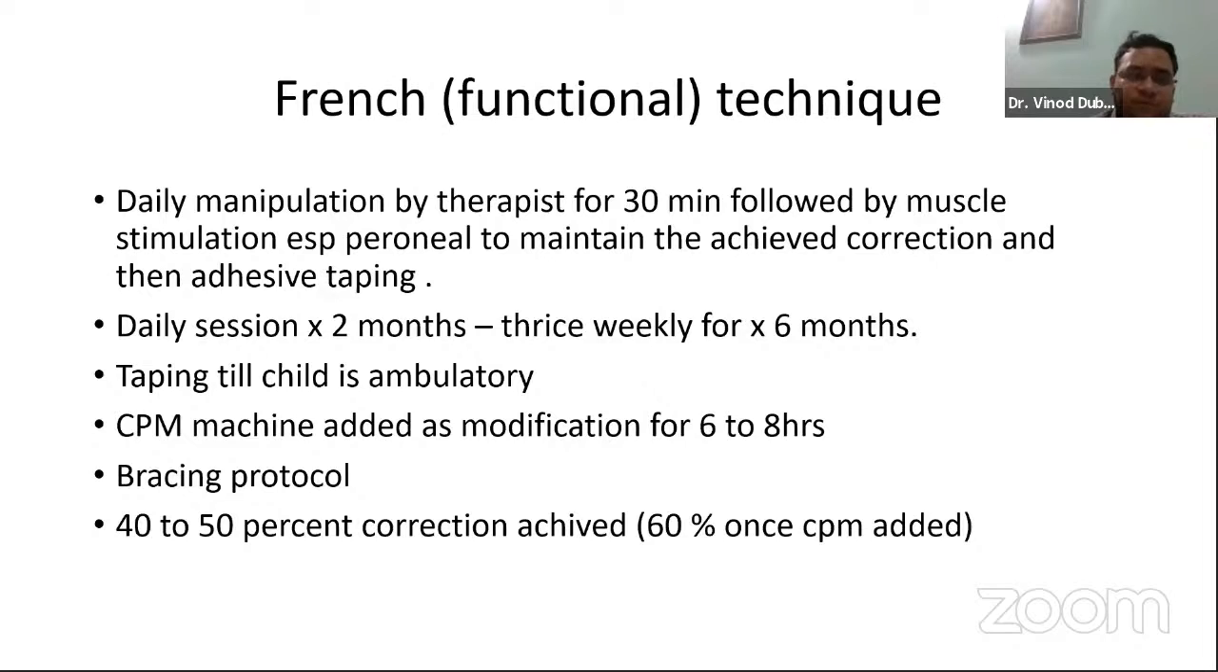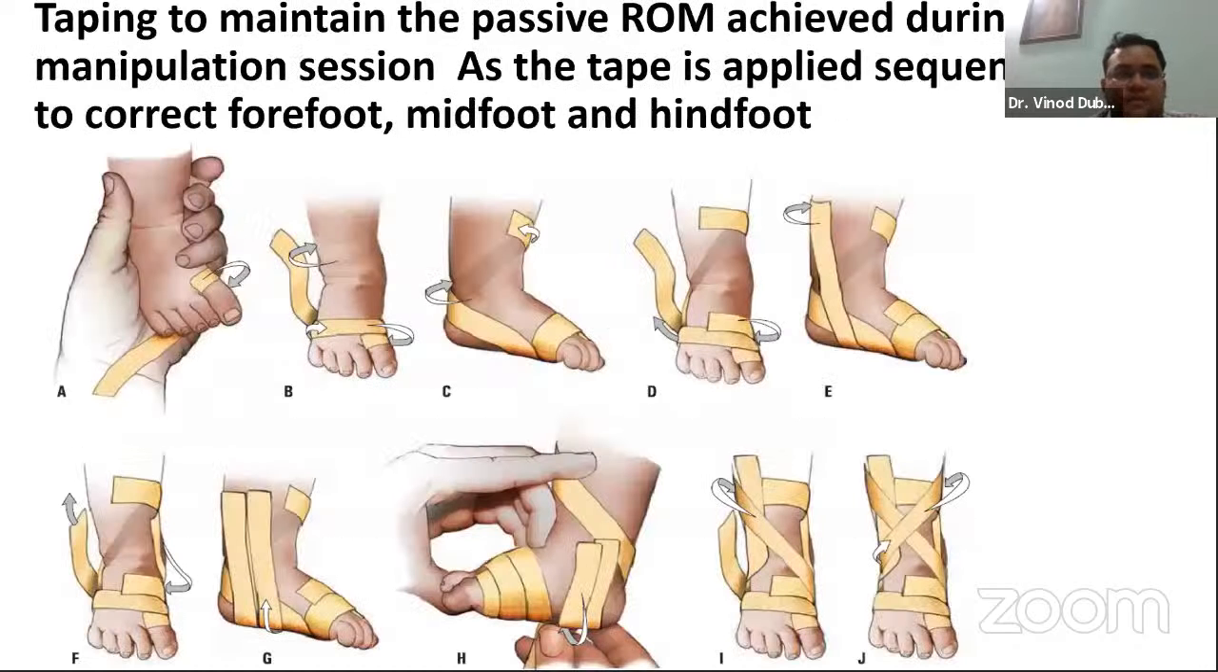And then you have the same dressing protocol, and there are different studies which claim that the correction percentage is 40 to 50%, and once we add a CPM machine, the correction improves to 60%. The rest, half of the cases, eventually require surgery. So I still don't have any experience and I don't use this technique, the functional method by Ben Sahel, where after manipulation for 30 minutes we apply taping. I don't have any experience with this.